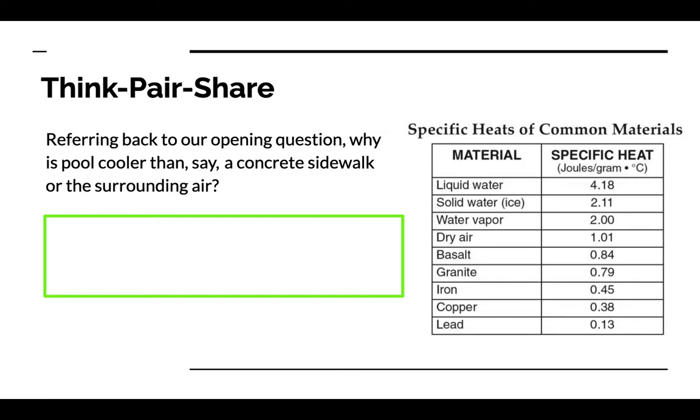All right, so referring back to our opening question, let's say we have a pool and then we have the concrete sidewalk around the pool or surrounding air. Why is it that the pool would be cooler than, say, the concrete sidewalk or the surrounding air? Please take a moment to think and answer on the basis of specific heat, and use the chart at right to justify your answer.